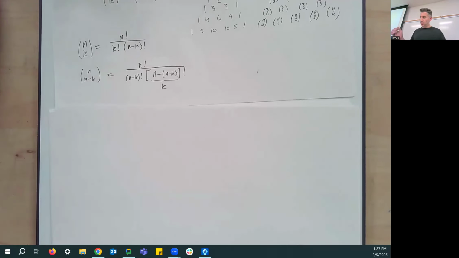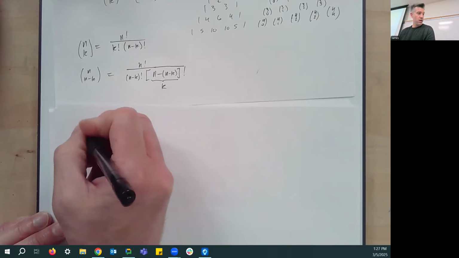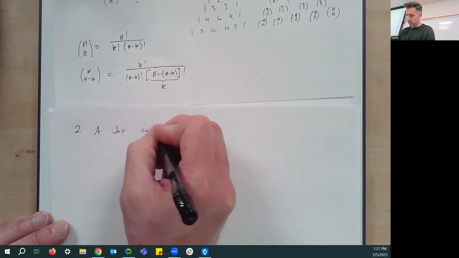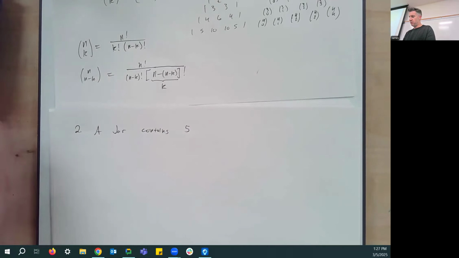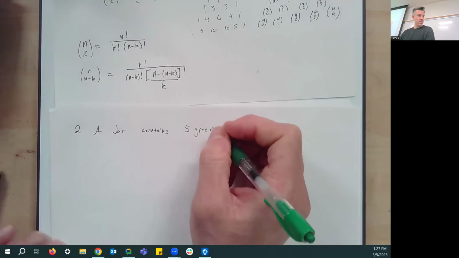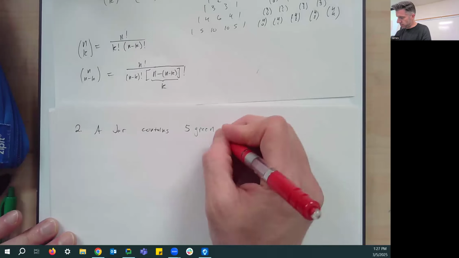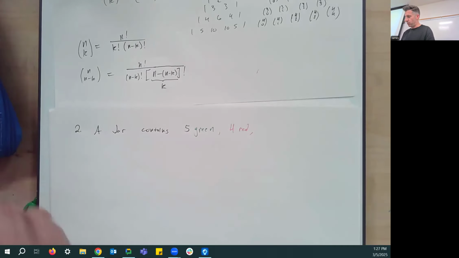So let's see. Here's this next situation. Example 2. We've got a jar. The jar contains 5 green, 4 red, and 3 black marbles.